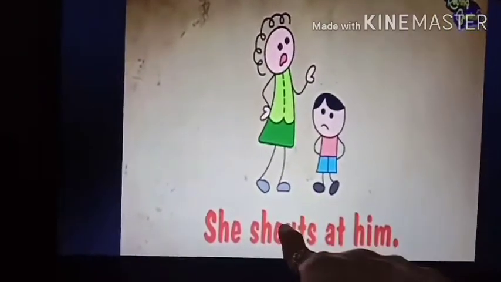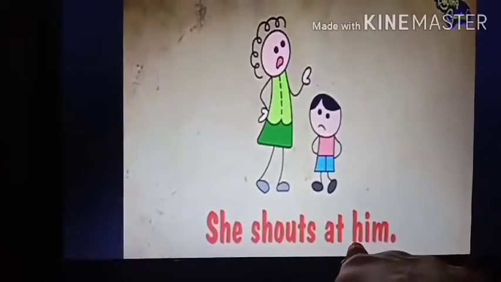See, the pronoun who is doing the action is called subject. So the subject is she, and the pronoun on whom the action is done, on whom the shouting is done, at him. So the action is done on him. So him is the object pronoun. So it is easy. The subject pronoun comes before the verb, and the object pronoun comes after the verb.